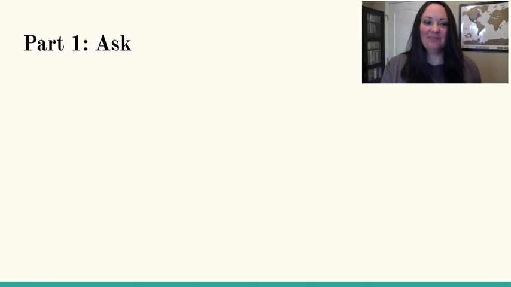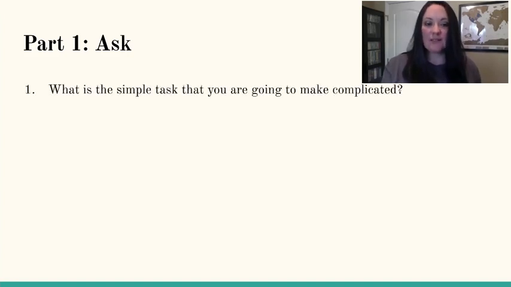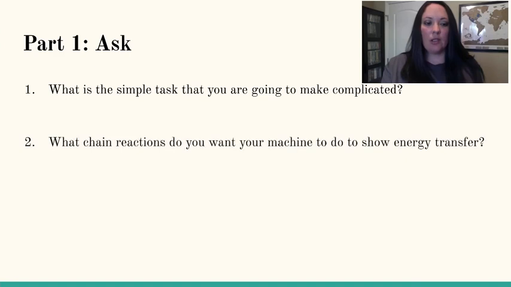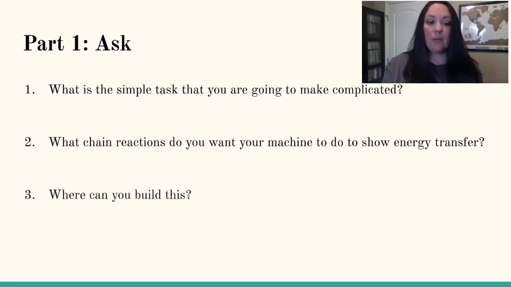So let's begin. Part 1 is to ask. Now you can follow along in the packet, or you can just write this down on a sheet of paper. It's whatever is easiest for you. Number 1, what is the simple task that you're going to make complicated? We need to figure out what you want your machine to do. Number 2, what chain reactions do you want your machine to do to show energy transfer? So what are you going to have happen in your machine? And number 3, where can you build this without it being a giant mess in someone's way?